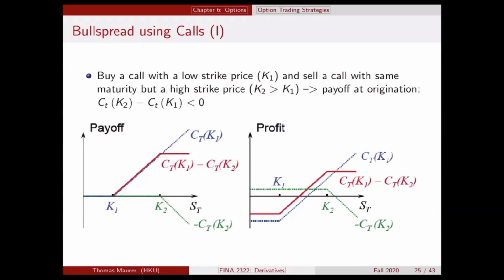That bull spread loses money if the price of the underlying ends up relatively low, and in particular if it is below K1. And you gain money if the price of the underlying ends up relatively high, and in particular you make quite some money if it is above K2. Notice that the downside is limited and the upside is also limited. So therefore the speculation is much less risky than just buying the underlying asset itself, because the underlying asset may lose much more money if the price drops far below K1.